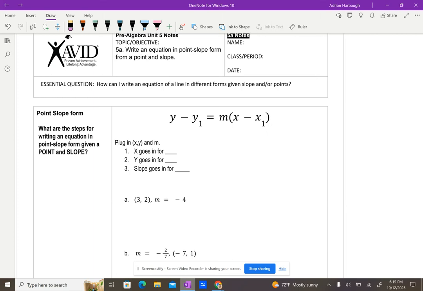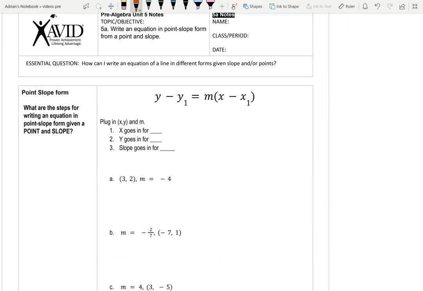Okay, so 5A notes are over point slope form, and this is just basically another way to write the equation of a line. So we've done slope intercept form and stuff before. This is just a different kind, so it's called point slope form. And that's what we have written up here. This is point slope form, so that's the equation. You'll get this formula on your homework, your quizzes, your tests.